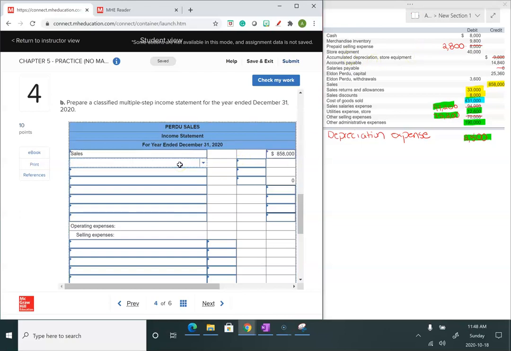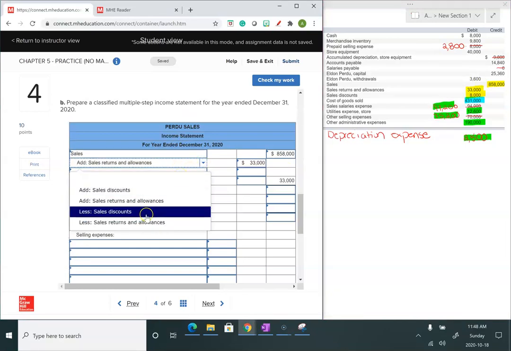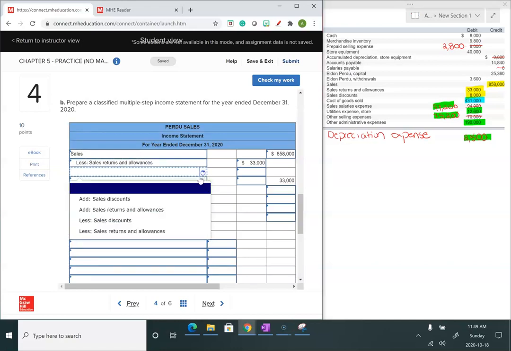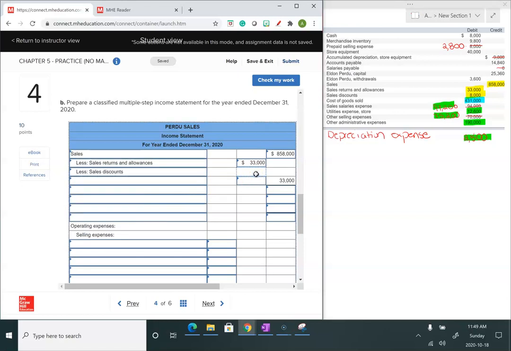So once you use it in the income statement, you don't use it again. So that account now has been resolved. And now we subtract from our sales returns and allowances. And in this case, they're 33,000. And I should say less here. And then we also subtract our sales discounts, and they're the 8,000 right there.